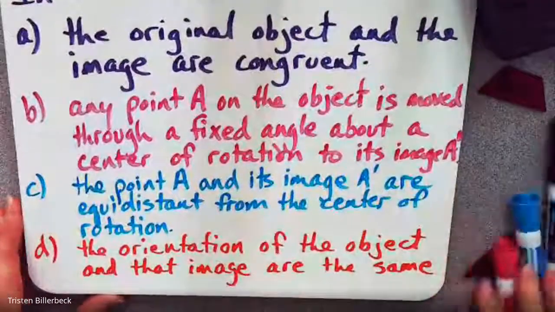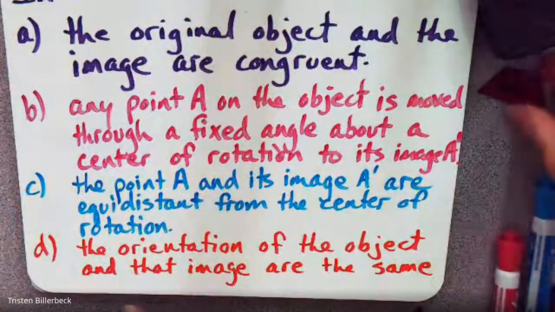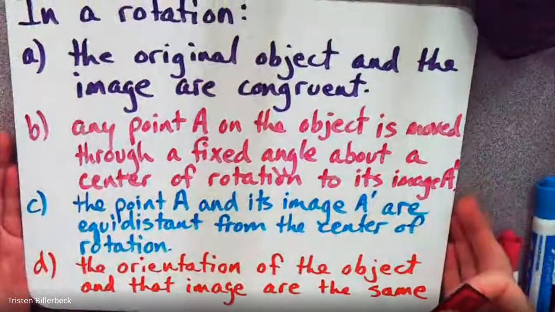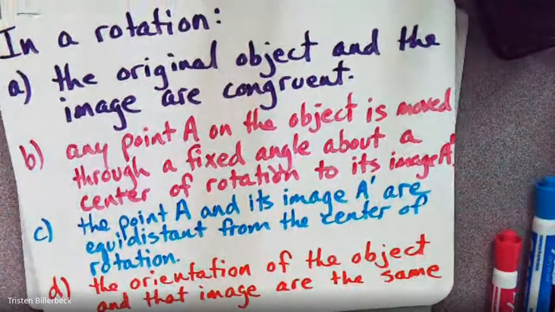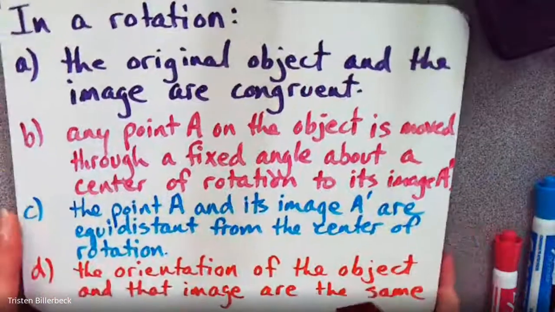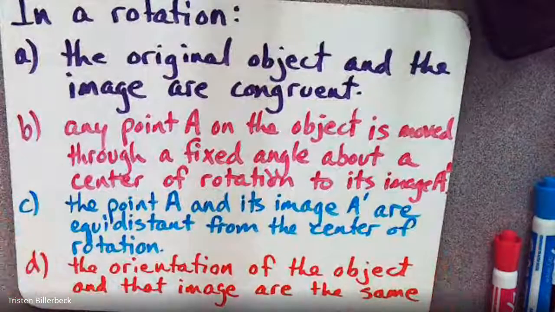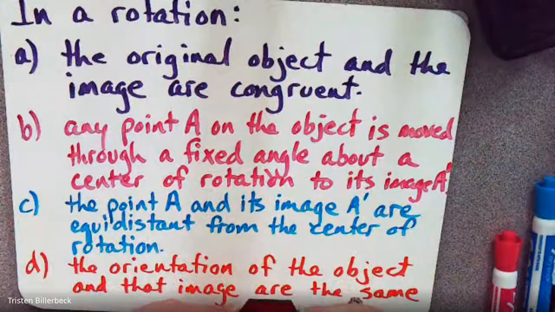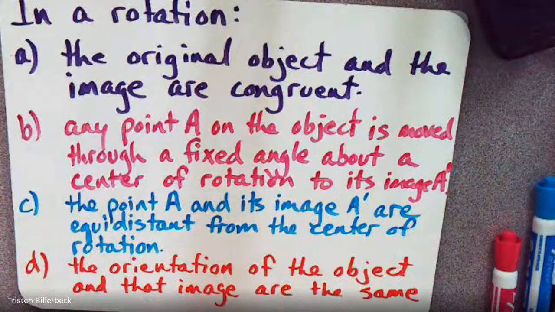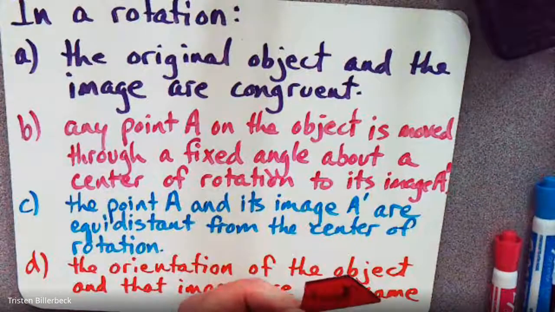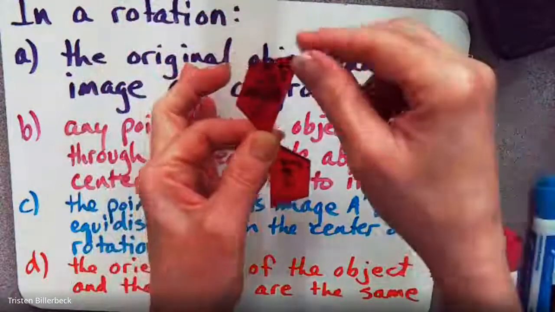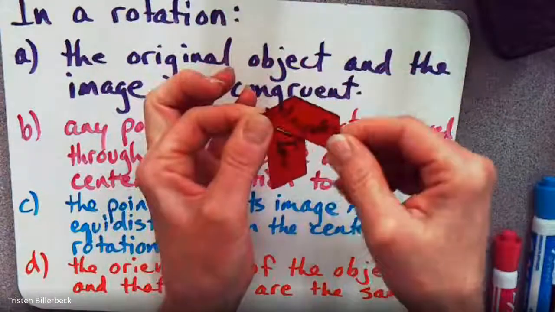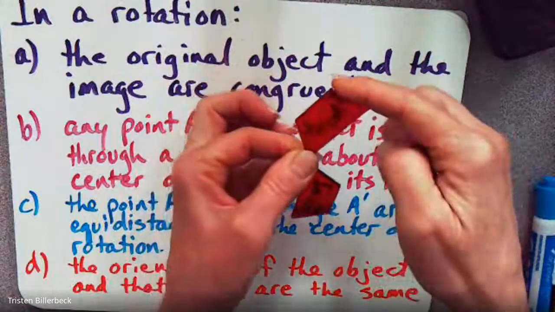All right, rotations, here we go. So in a rotation, the original object and the image are congruent. Okay, whoops, I'm rotating my board. Okay, so the image and the object are congruent. Any point on A is moved through a fixed angle about a center of rotation. So if we have this, it's rotated about a center of rotation.